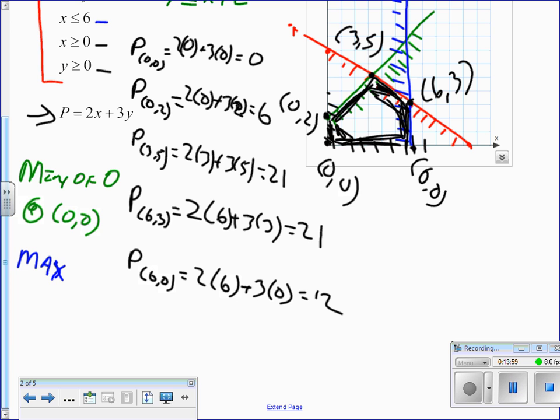What is my maximum? What's my maximum? 21. At where? I have 2 of them, don't I? At 3, 5 and at 6, 0. Right? Oh, sorry, 6, 3. 3, 5 and 6, 3.